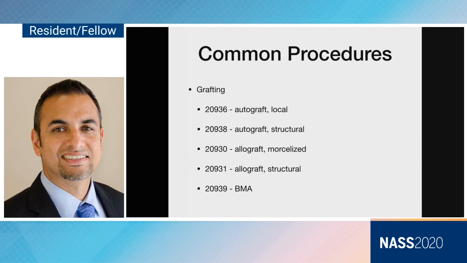And we've touched on this a little bit, but there are specific grafting codes. Now, again, these do not reimburse as high as the primary procedures, but they're important to include. If you use local autograft, for example, you took this from a laminectomy and morselized this, that's 20936. If you took a structural autograft, say from the iliac crest, that's 20938. If you used morselized allograft, for example, crushed cancellous bone, that's 20930. If you took a structural allograft, for example, if you use an allograft in the cervical spine for ACDF, that's 20931. And if you aspirated bone marrow, say from the pelvis, and then spun it down and put it onto a carrier, that is bundled as 20939.